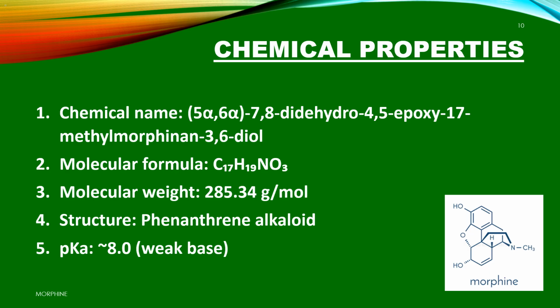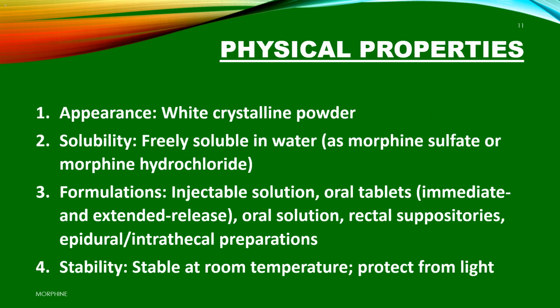5. pKa. Morphine has a pKa of approximately 8.0, indicating it is a weak base, which influences its behavior in different pH environments. Physical properties of morphine. 1. Appearance. Morphine typically appears as a white crystalline powder. 2. Solubility. Morphine is freely soluble in water, especially when formulated as morphine sulfate or morphine hydrochloride, making it suitable for various administration routes.